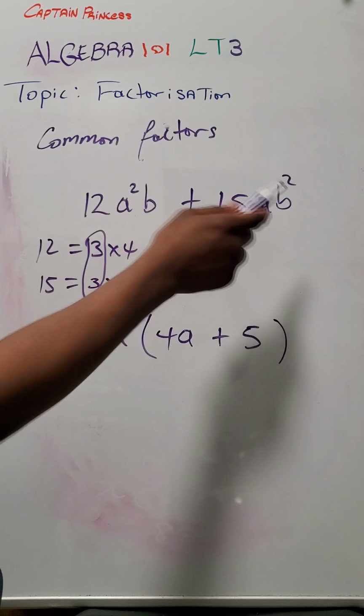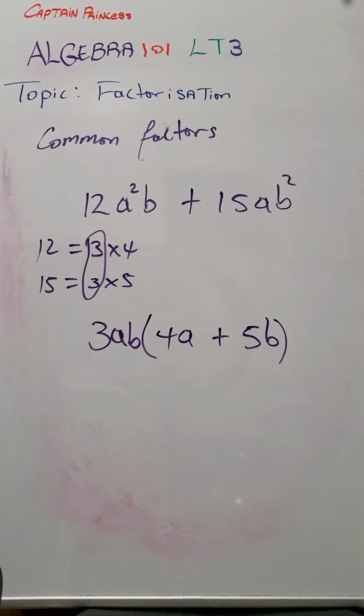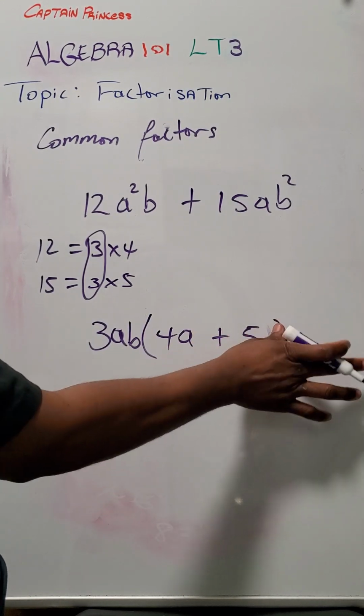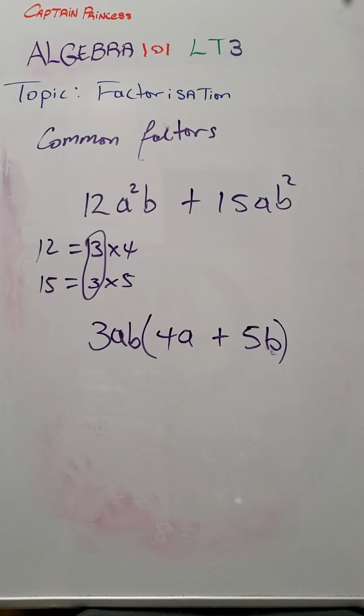So b is in both terms. So b here, no b here, put b here. That looks like a 6, so let us write the b properly. So that's a properly written b. So let us check to see if our answer is correct.